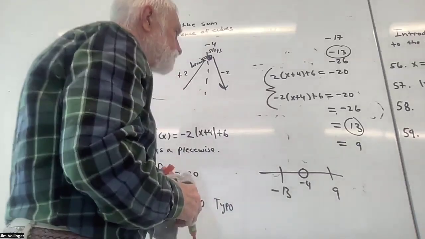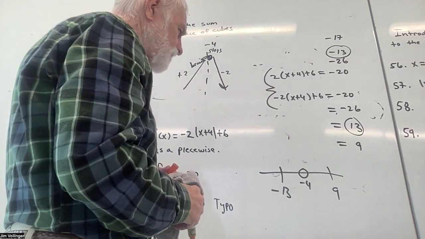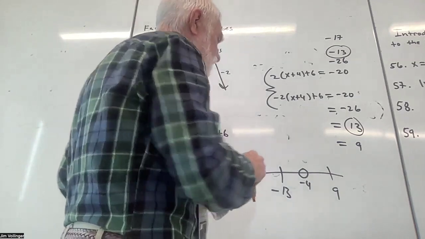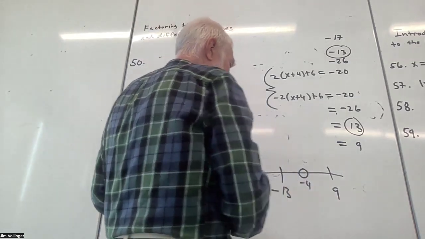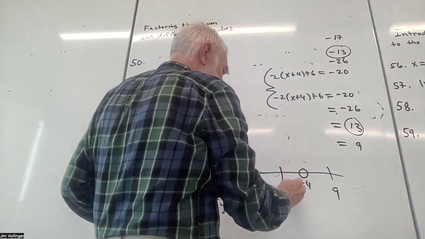Let me make sure I didn't make a mistake, because I'm not seeing something that I thought I'd see. No, I definitely made a mistake here. Let me see what mistake I made. It's probably on this one, because that's 13 units of change. So 13 units of -17. I knew I did something dumb. There we go.